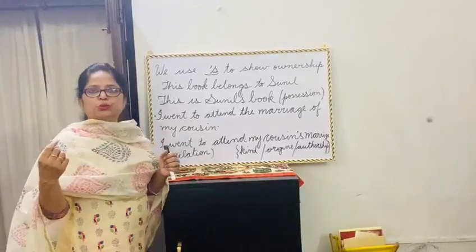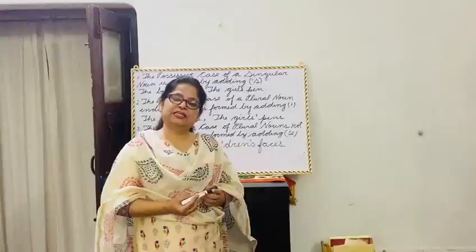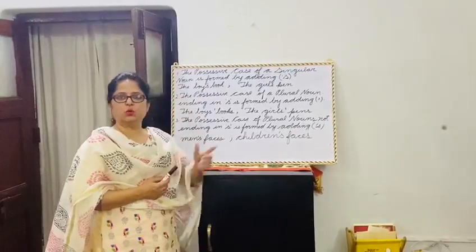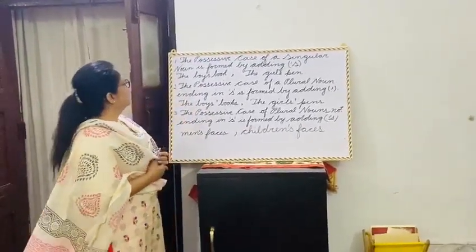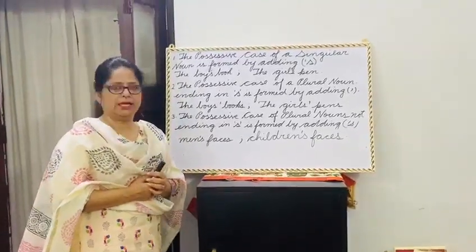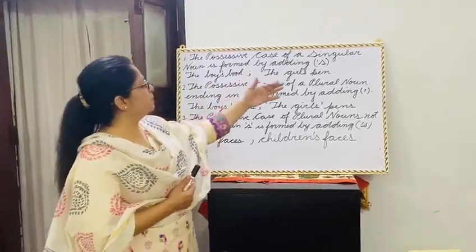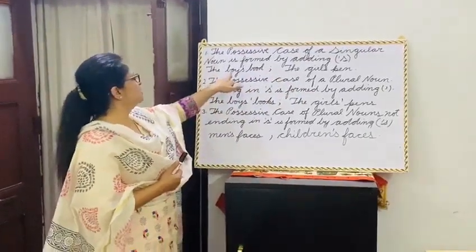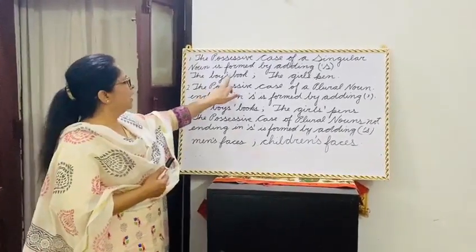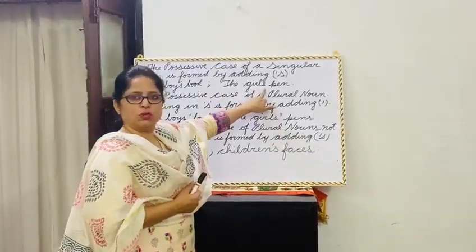Now I'm going to explain to you the formation of the possessive case. There are different ways of forming the possessive case. Let me read out and explain to you one by one. The first one: the possessive case of a singular noun is formed by adding apostrophe s. For example, the boy's book. The second one, the girl's pen. Boy is a singular noun, so we add an apostrophe s to it. Is it clear? Again here, girl is a singular noun. We add an apostrophe s to it.